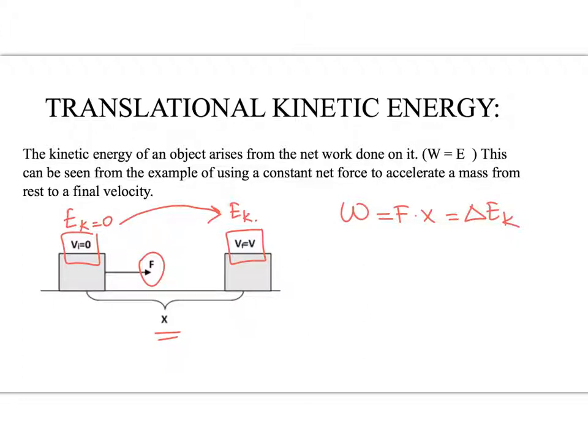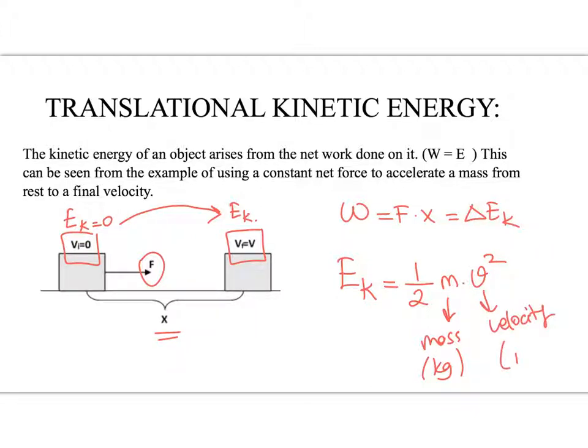The kinetic energy gained by the object is calculated by the formula 1/2 mass times velocity squared. m is the mass, taken in kilograms. v is the velocity, taken in meters per second, and this gives the kinetic energy in the unit of joules.